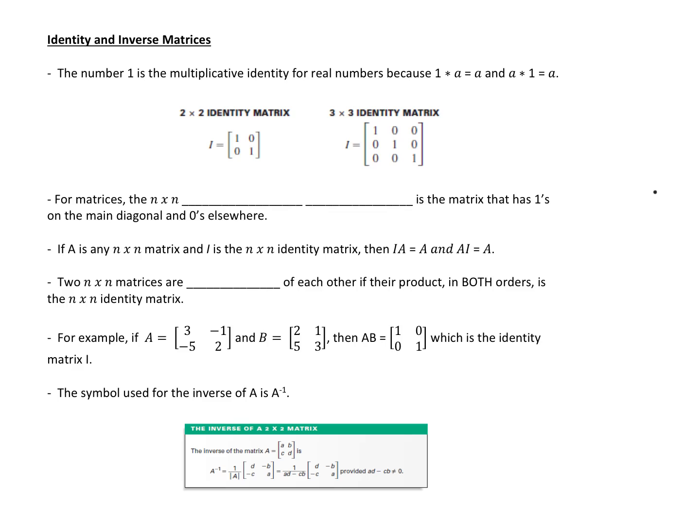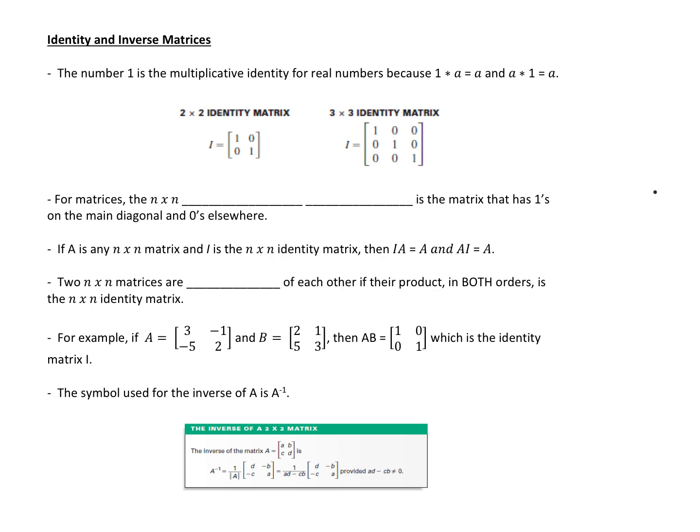We're going to chat about identity and inverse matrices. The number 1, just for regular math, is a multiplicative identity for real numbers, because 1 times any number a would be equal to a, and any number a times 1 would be equal to a. So if you multiply by 1, it doesn't make a difference.